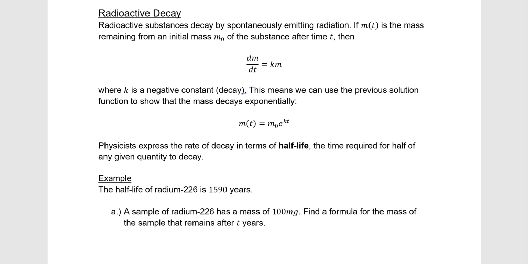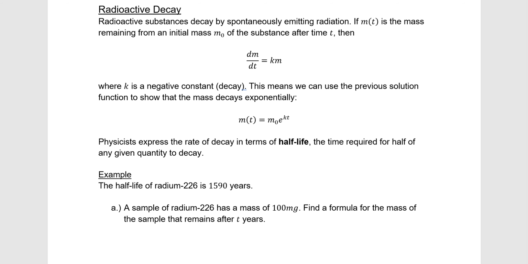The next thing is radioactive decay. So for those of you who have taken chemistry or physics, you probably know a little bit about radioactive decay. The idea is that radioactive substances decay by spontaneously emitting radiation. So taking a look in terms of the differential equation for this, we're now going to be using an m instead of a p or instead of a y. If m of t is the mass remaining from an initial mass, m of 0, m naught, of the substance after time t, then using our differential equation, we have dm/dt equals k times m, right?